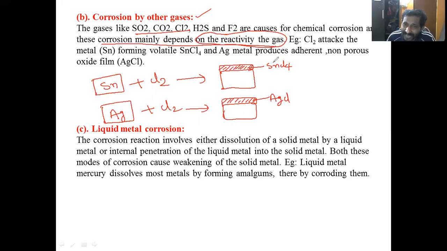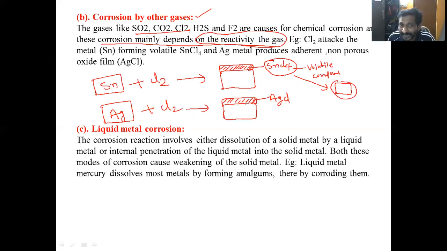Coming to this one, the SnCl4 obtained is a very volatile compound. Volatile means easily evaporated. Once it evaporates, the metal surface is exposed to the environment again and reacts once more with chlorine to form SnCl4 on the metal surface. That continues until the whole metal is corroded. Clear?